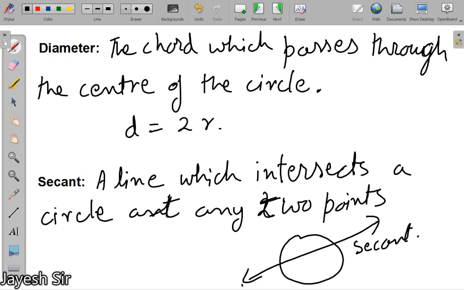Line is moving from infinity to infinity. You can also say that chord is a part of secant. Any chord is always a part of the secant. The secant is intersected by the circle at 2 points. This can be any 2 points. The secant may or may not pass from the center of the circle.